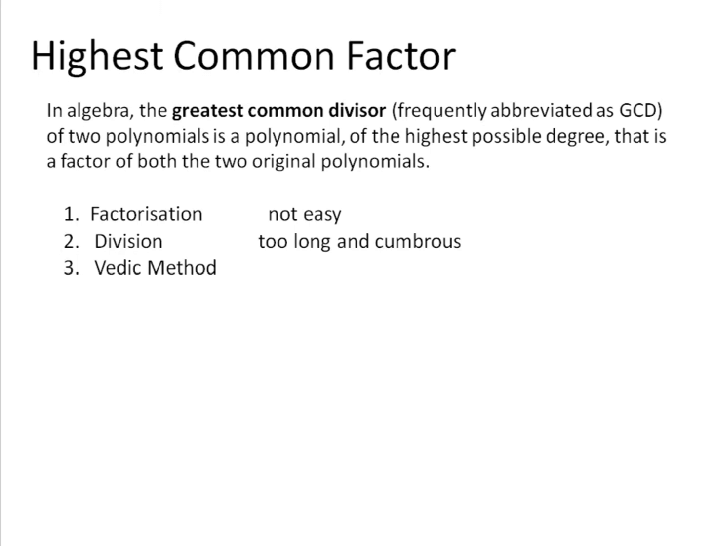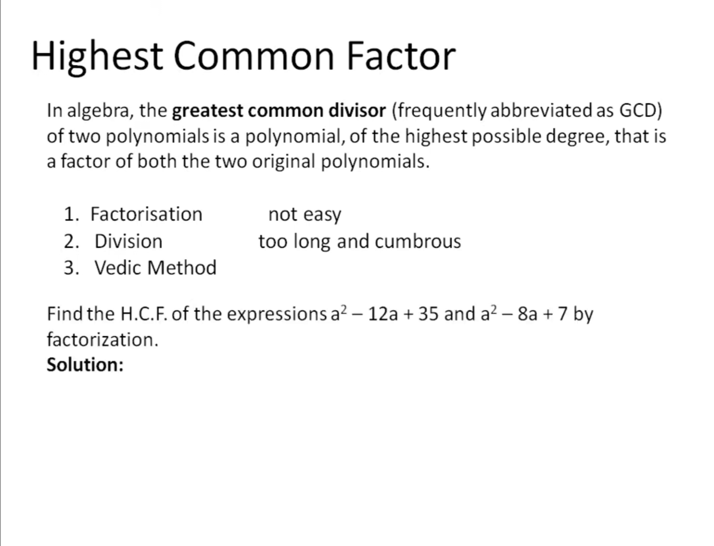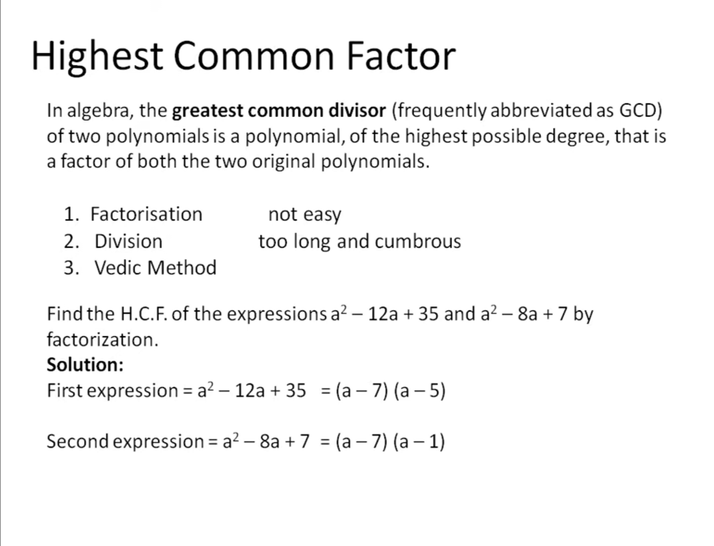So now let us take a small example and try to understand what I exactly mean. We are going to try initially to find it through factorization. When we factorize these quadratics, these are simple quadratics, we get these factors. The first expression a square minus 12a plus 35 gives us 7 and 5 as roots. And the second expression gives us 7 and 1 as roots. So we have the common root here, that is a minus 7. So it is the highest common factor of both these quadratics.